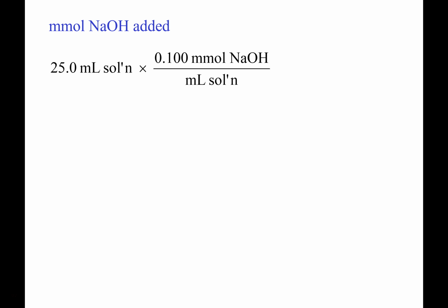So the millimoles of NaOH added, we said was 25, and its molarity was not the millimoles of NaOH added. The volume of NaOH added was 25.0 milliliters. Its molarity is 0.100 millimoles over 1 milliliter. So you're back to the 2.50 millimoles of NaOH added.